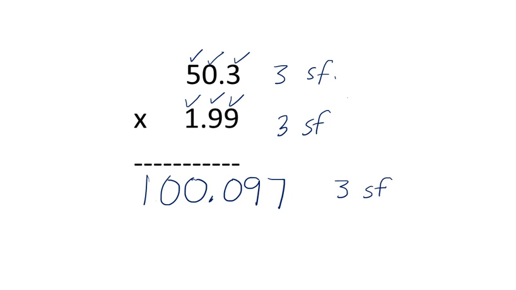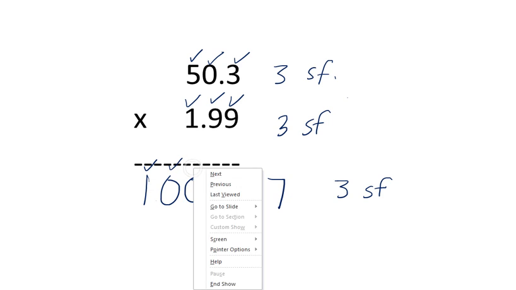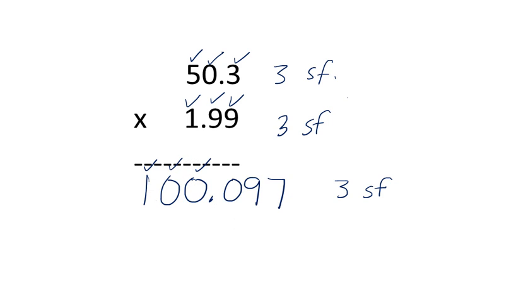So we know that the 1 is significant, and all these zeros in the middle are significant also because they're middle zeros. And so we have to stop after the third significant figure. And that next number, which happens to be a 0, is used for rounding purposes only. So we round it down. And so the answer is 100.